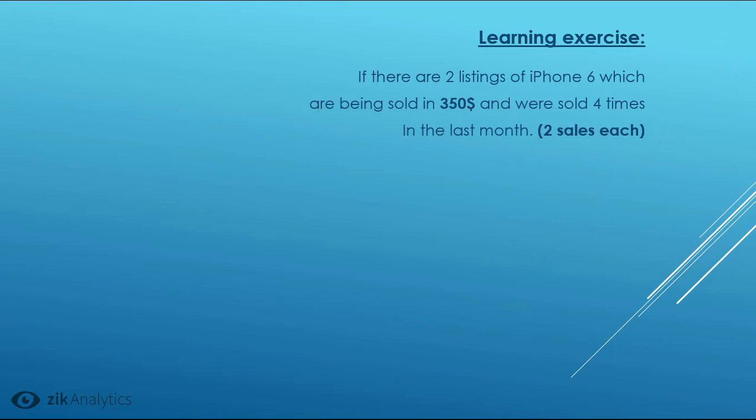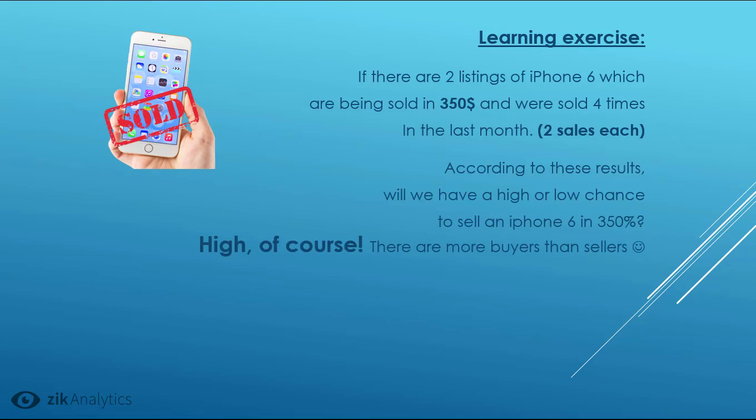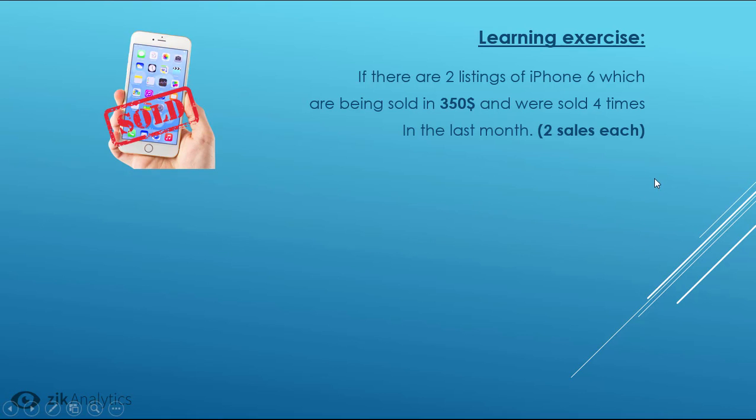First of all, I want to start with a little exercise. If we had two listings of iPhone 6 which are being sold at $350 and were sold 4 times in the last month, that means two sales each. One seller sold it 2 times and the other one also sold it 2 times. If we join this competition, will we have a chance of selling the item? What is the chance basically, is it low or is it high?